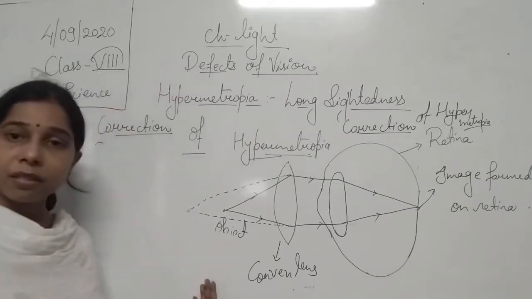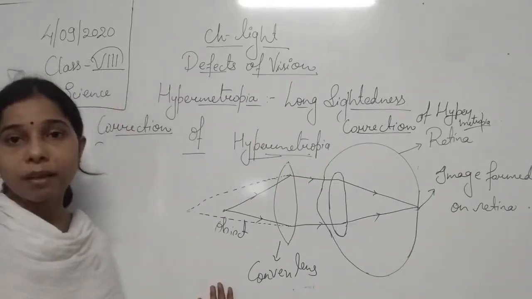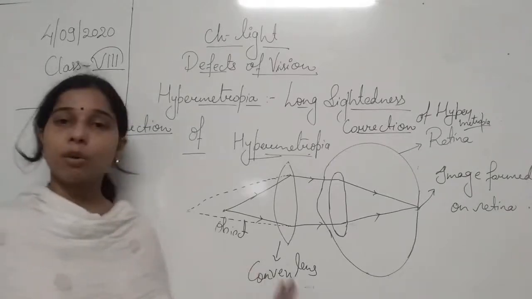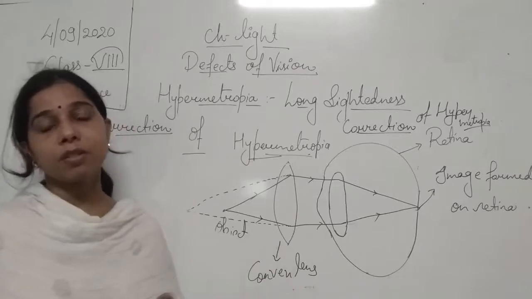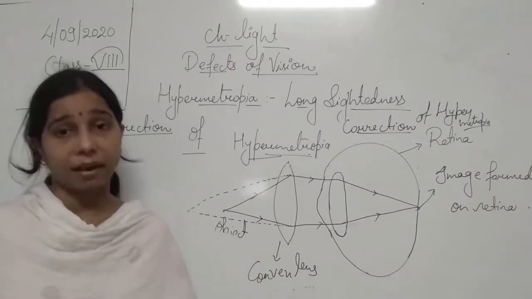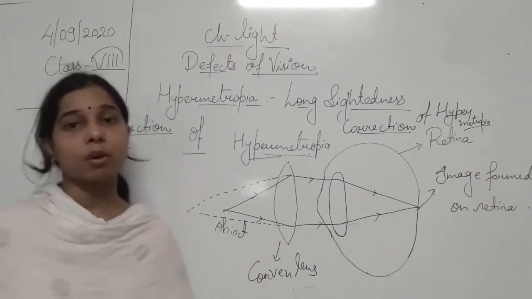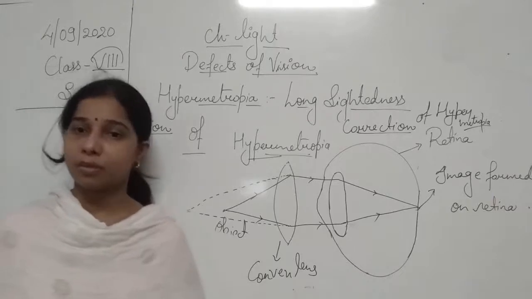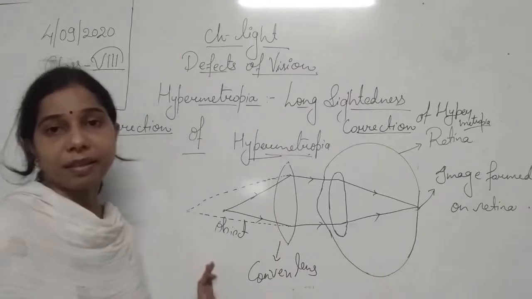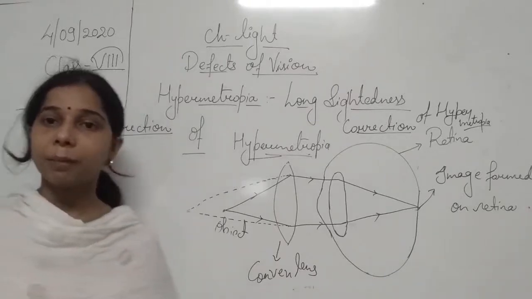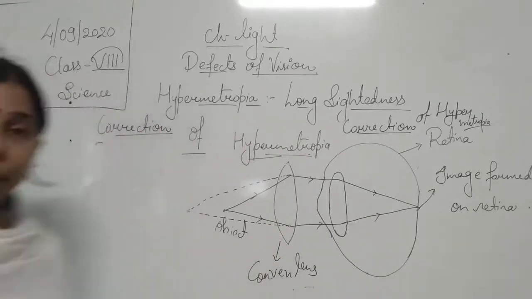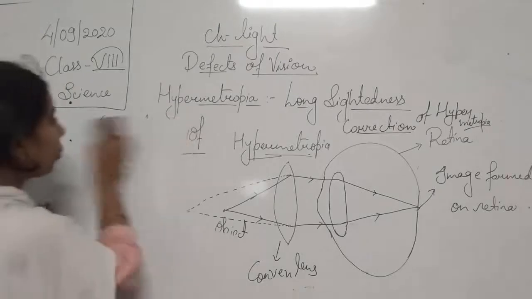What about the ciliary muscle, student? In case of myopia, the ciliary muscle is not able to relax properly. But in case of hypermetropia, the ciliary muscles are not able to contract properly. So in one case it is not able to relax, in one case it is not able to contract. Myopia can be corrected by using a concave lens, and hypermetropia can be corrected by a convex lens. So we can tabulate the difference between myopia and hypermetropia.